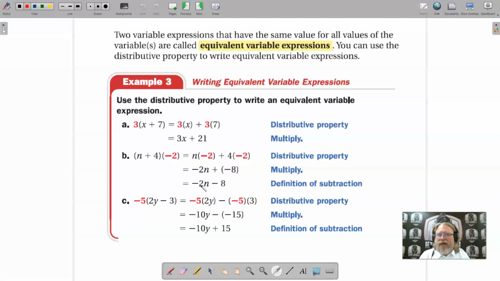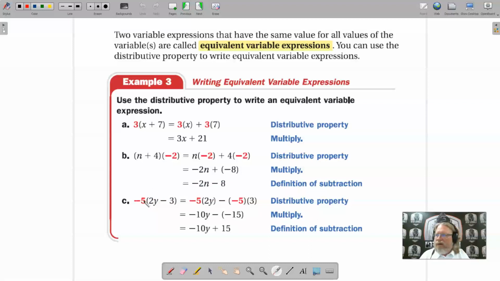So we bring down our negative 2n. And we change the sign from addition to subtraction, and then change the negative 8, take the opposite of negative 8 to positive 8. So we end up with negative 2n minus 8, and we got that from the statement here.